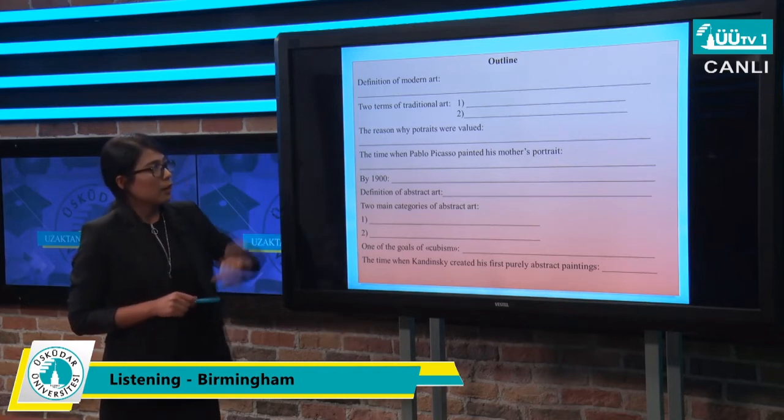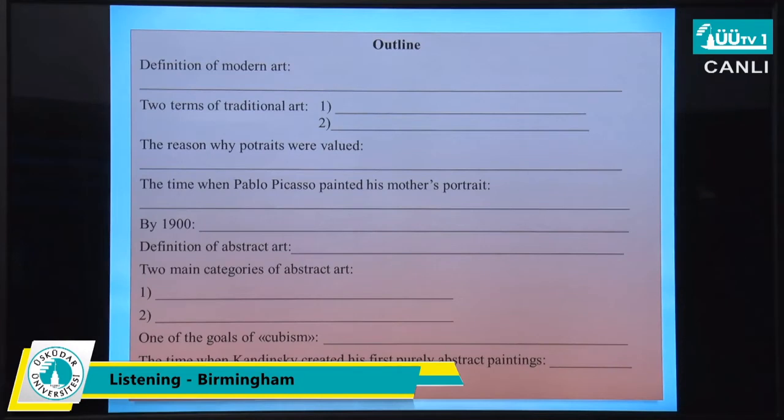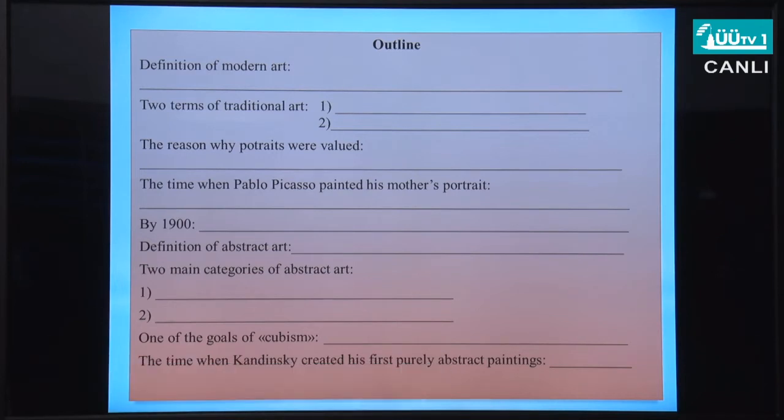In the second one, you have to write the two terms of traditional art. Next one is the reason why portraits were valued. And the next, the time when Pablo Picasso painted his mother's portrait. And next, by 19th. In this one, you have to write what happened by 19th. And again, you have to write the definition of abstract art. What abstract art means. And again, you have to write two categories of abstract art. One of the goals of Cubism, you have to write one purpose of Cubism. The time when Kandinsky created his first purely abstract paintings. We have here two definitions, as you see.